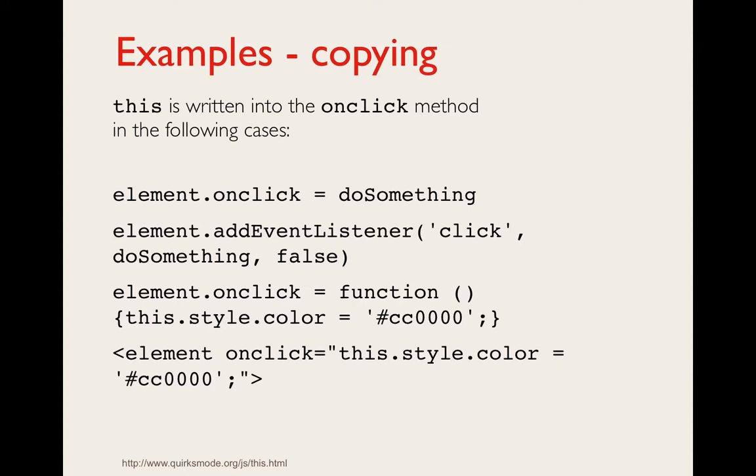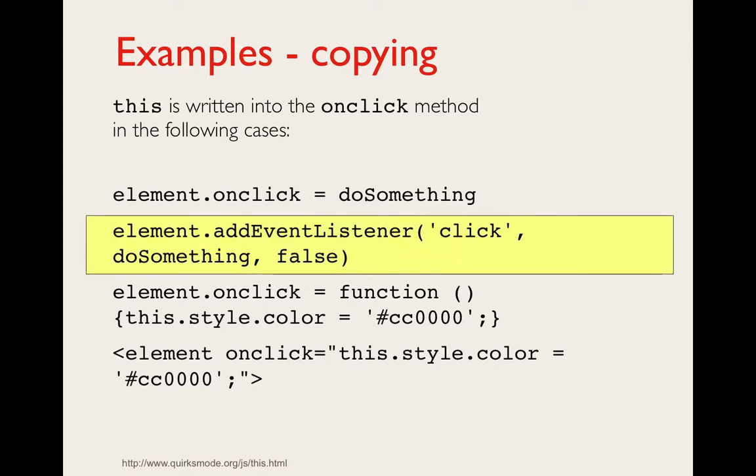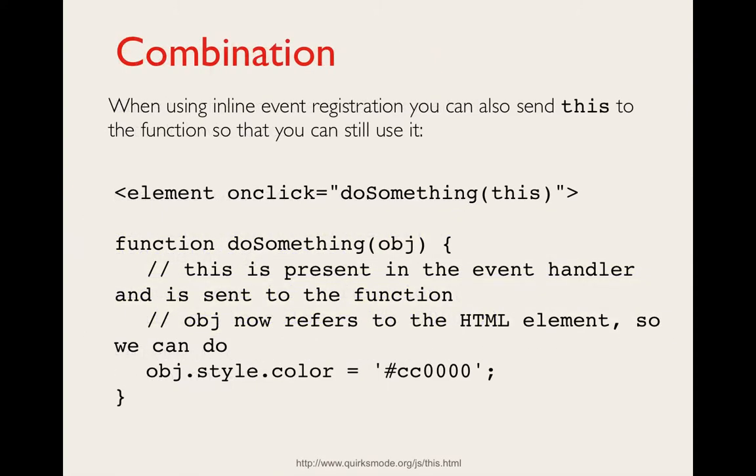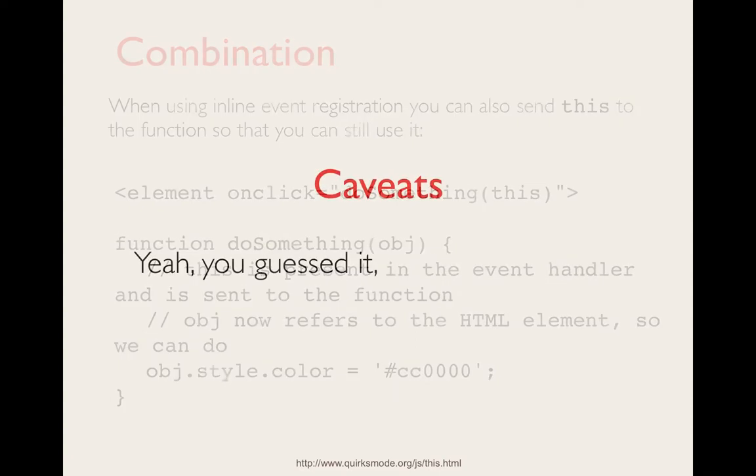So it'll exist. Again, we're going to use the add event listener, which is a more modern way of doing it. And we'll also be using the anonymous function an awful lot, especially when we get to jQuery. So when using an inline event registration, you can also send this to the function so that you can still use it. It's a little bit more complicated than it has to be.